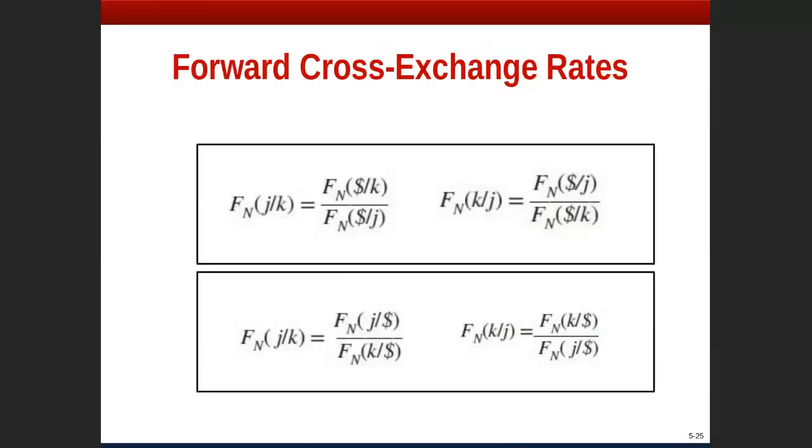These are your forward exchange rates, using the definition earlier. This is the forward rate for N maturity, where N can be 1 month, 2, 3, 6, for currency J against currency K. And that's how you calculate it.